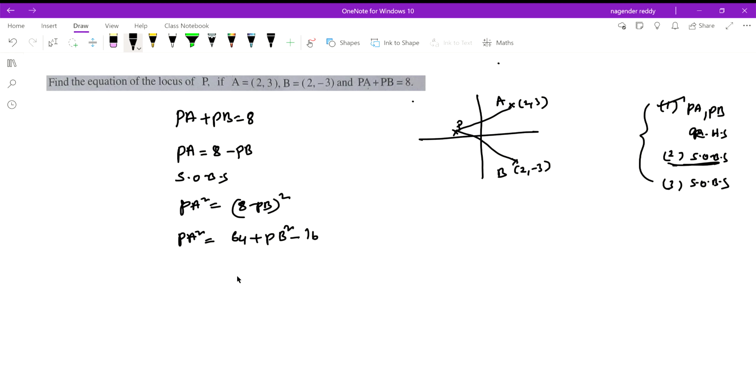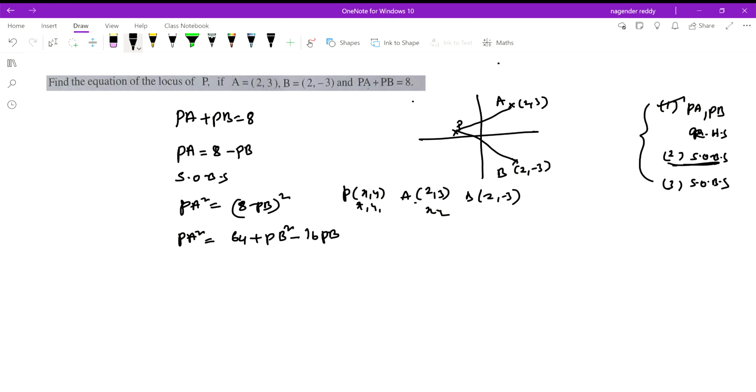For easy purpose, first I'll write the values of PA square and PB square; later I'll use PB. Why I'm not writing this one, I'll tell you in the middle of the answer. So PA square plus PB square. First of all, I assume P is x comma y, A is 2 comma 3 as given in the question, and B is 2 comma minus 3. For PA square, use the distance formula with x1 y1 and x2 y2. No need to go for the square root, because the square is already there.